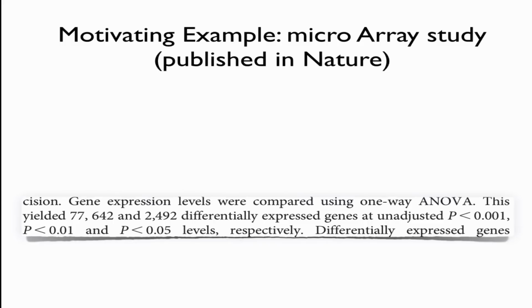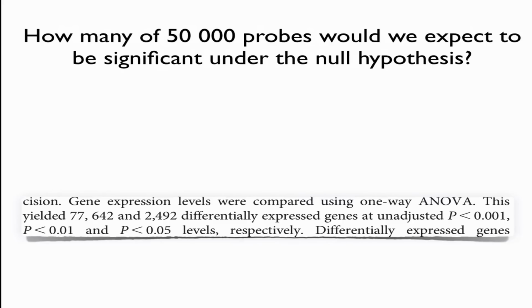And the reason why is that, if we just calculate how many probes we would expect to be significant under the null hypothesis, assume that there are 50,000 probes on this microarray, then we do 50,000 comparisons. How many of those probes would we expect to be significant under the null hypothesis? Remember now that the p-values, as we said before, are uniformly distributed under the null hypothesis.